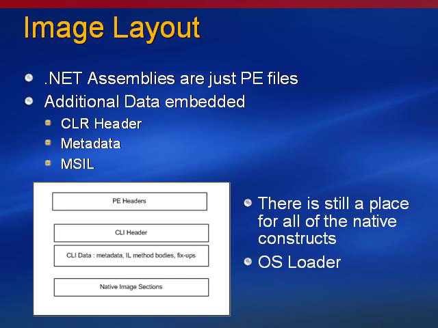We add a CLR header, and we add data blocks which contain the metadata and the MSIL. So here's an image directly from the CLI spec that shows how this is laid out. You've got all your PE headers, you've got your CLI header, you've got your CLI data, which is just a big data block, which has the metadata, IL bodies, and the fix-ups, and then you've got all your native image sections. So you've still got a place for everything native in that image that you want to put there, and you've got an OS loader that knows how to load it. So the OS loader and the CLR loader just cooperate to get everything working.